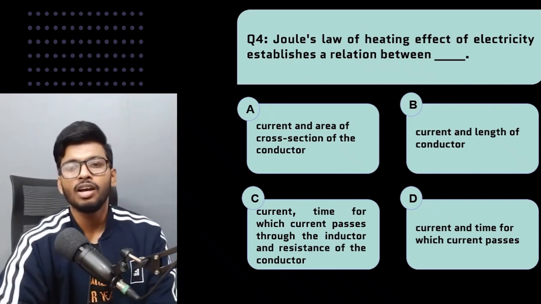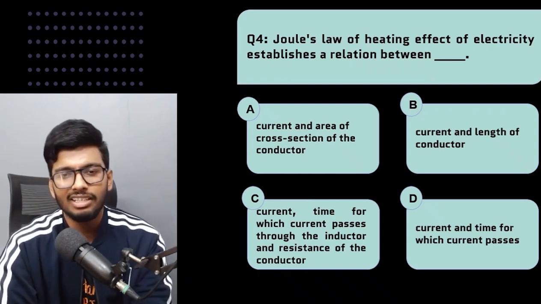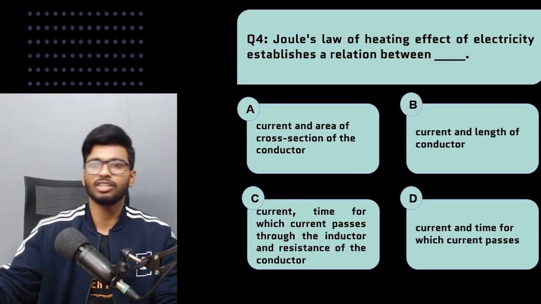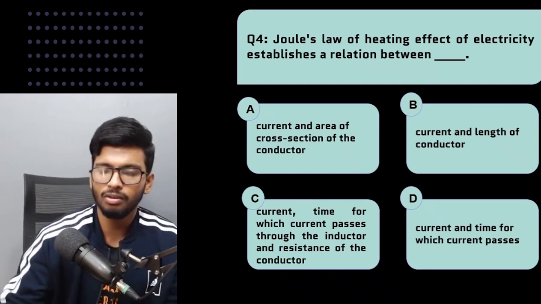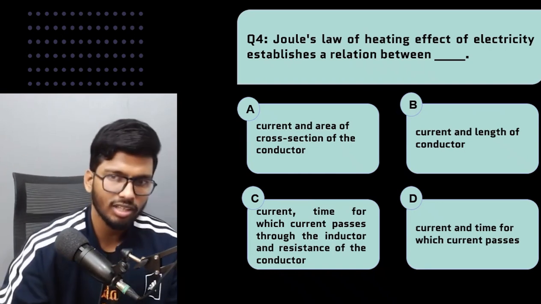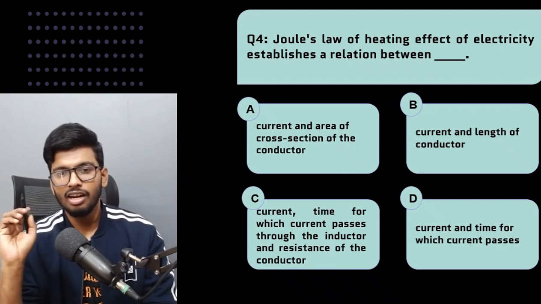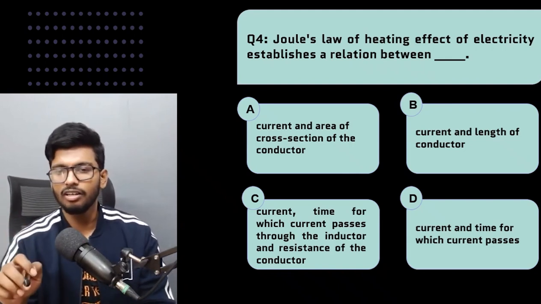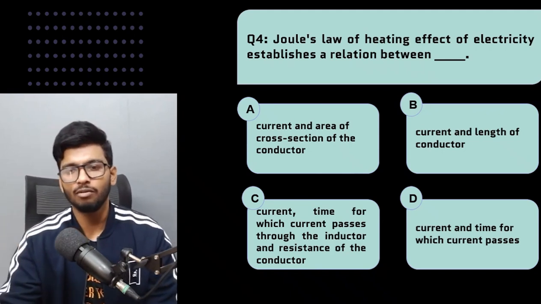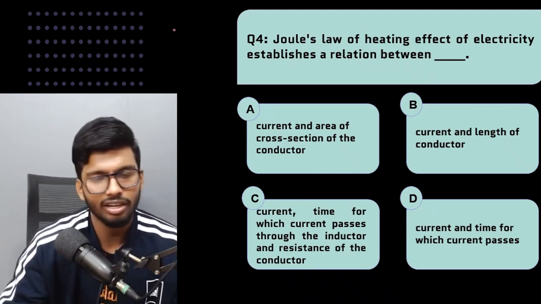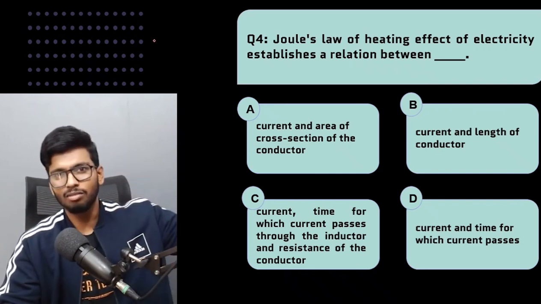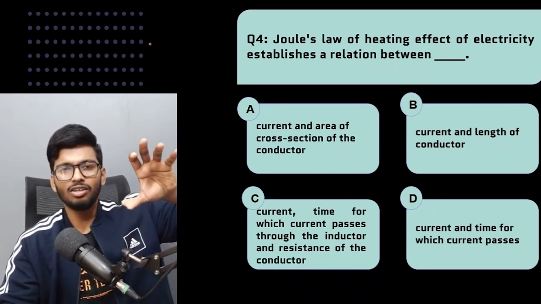So here's the question. Joule's law of heating effect of electric current establishes a relationship between what? Current and area of cross section of the conductor, current and length of the conductor, current and time for which the current passes through the conductor, resistance of the conductor, or current and time for which the current passes. This again is something that we have already learned, but I've not specified this.